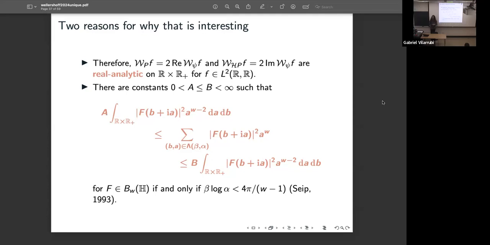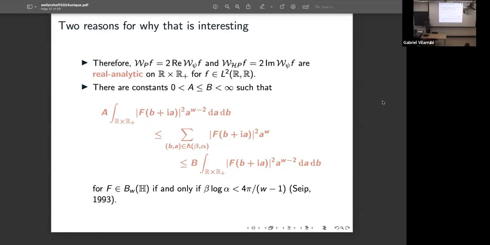This is one way in which we use the theory, but there is another result that's similar to this, which is a uniqueness result. What I think is interesting is that if you have this kind of condition on beta log alpha here, then you get a sampling result, and if beta log alpha is smaller or equal than this, then you get a uniqueness result. That's what we're going to use.